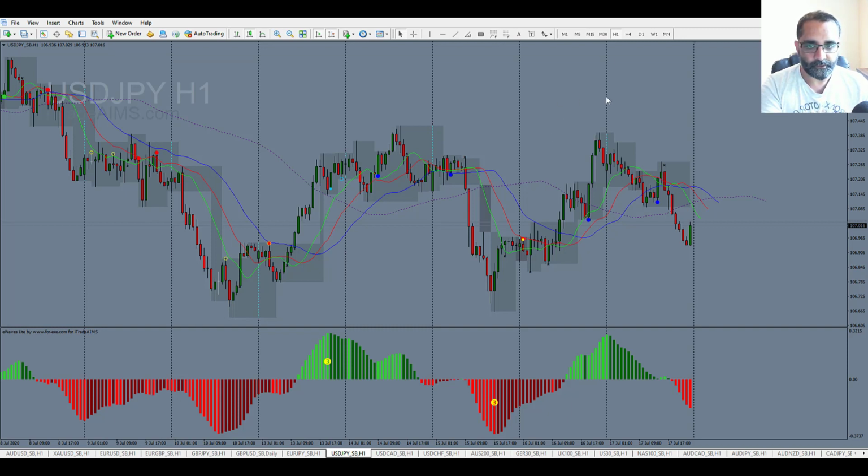Right. So dollar yen is going sideways. We'll see if volatility is hit. We'll trade that. Meanwhile, there was nothing for me last week.